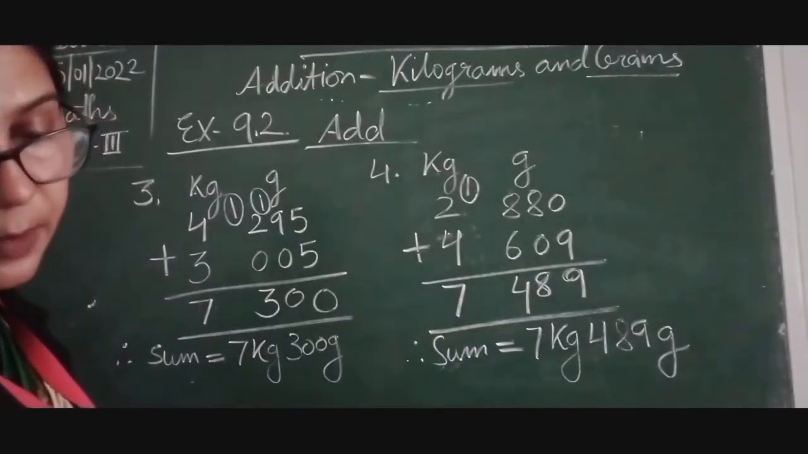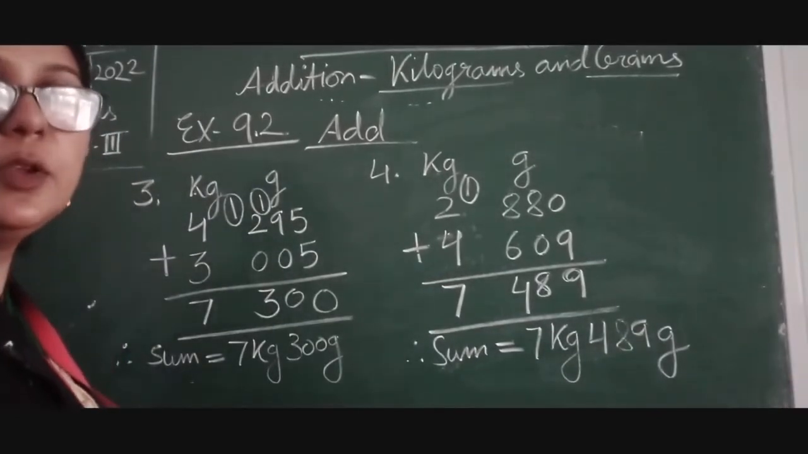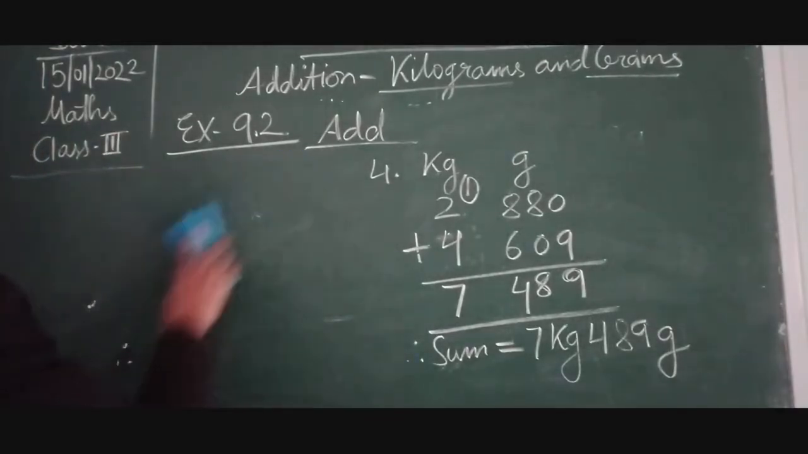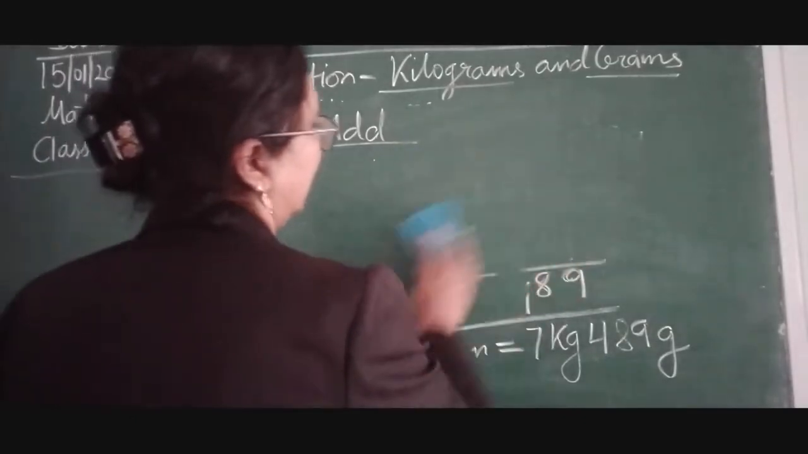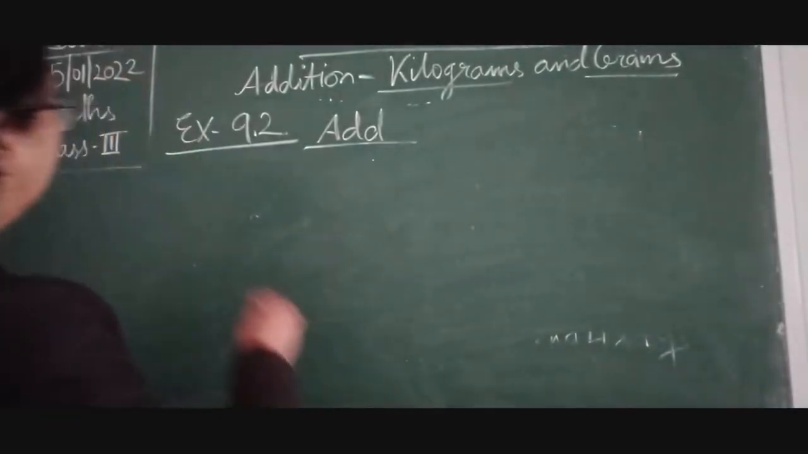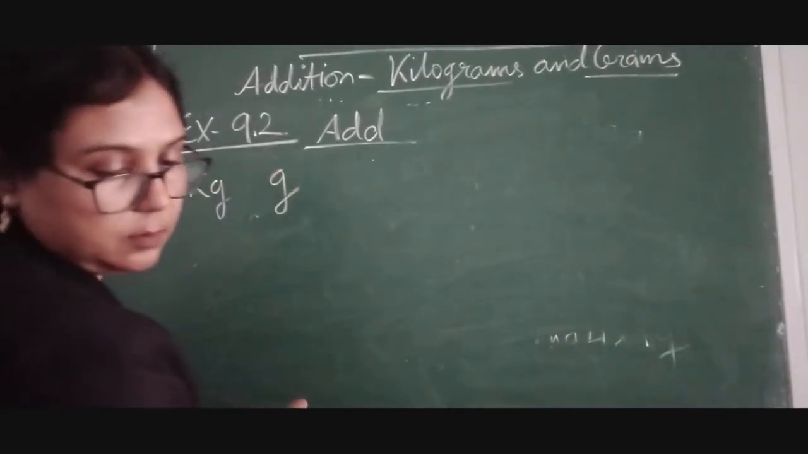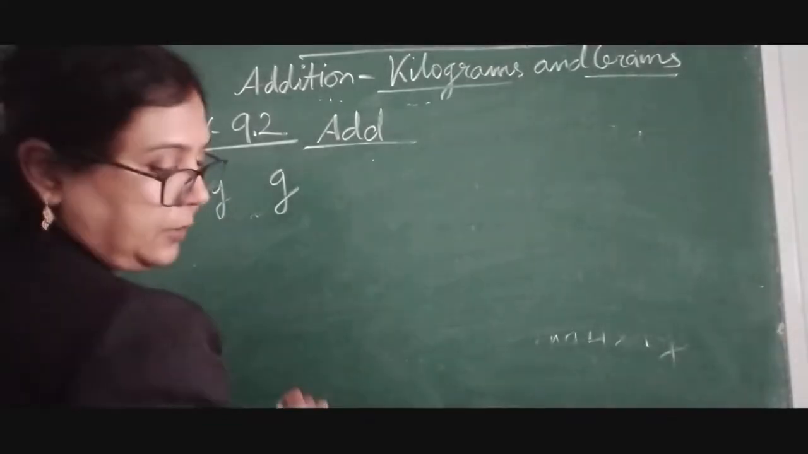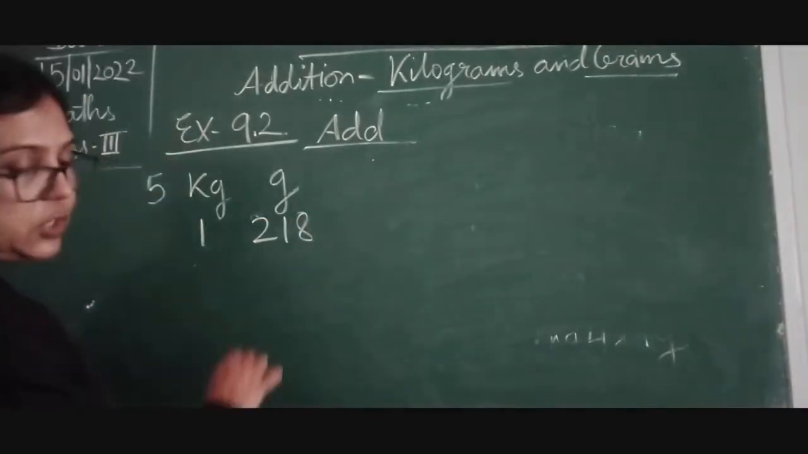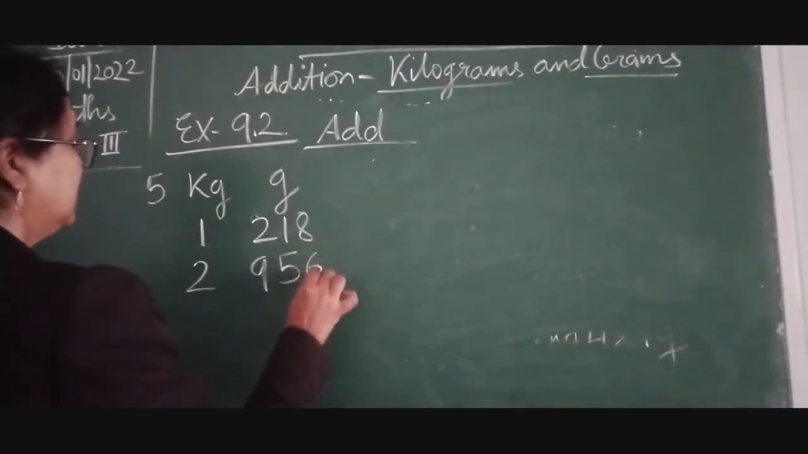Now fourth number we have done. Now 5 and 6 we are going to do. Okay, so let's start doing 5 and 6. This is again kg and gram. 1 kg 218 gram, 2 kg and 956 gram.